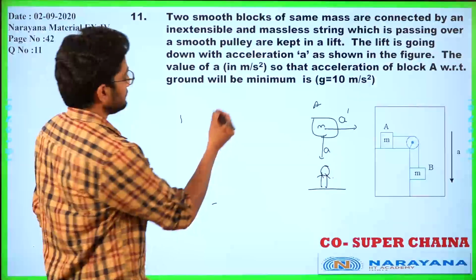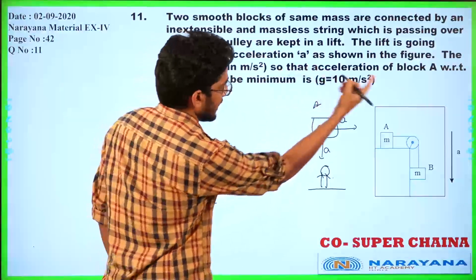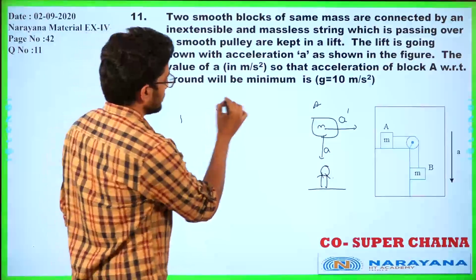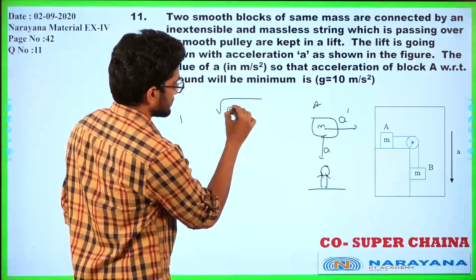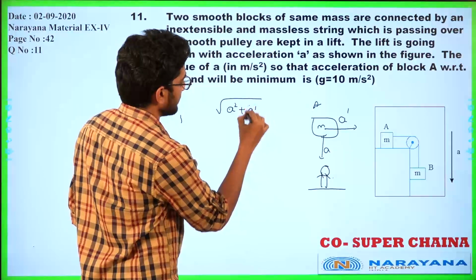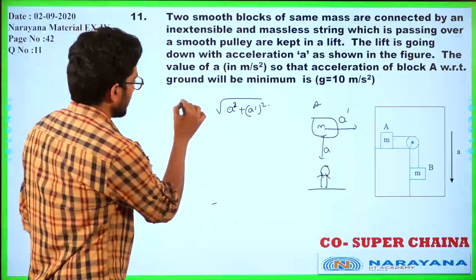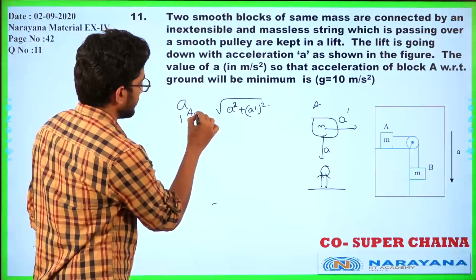Now this should be minimum: root of a square plus a dash square should be minimum, so that the acceleration of block A with respect to ground is minimum. This is the total acceleration of block A with respect to ground.